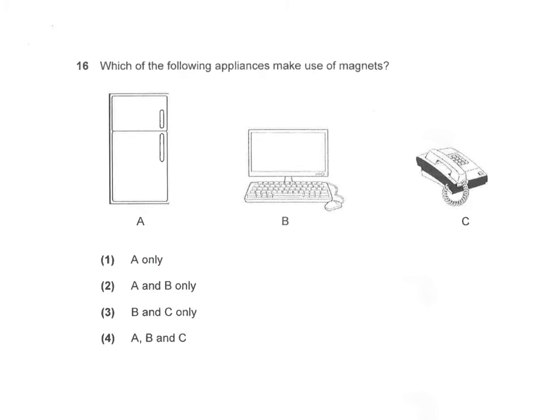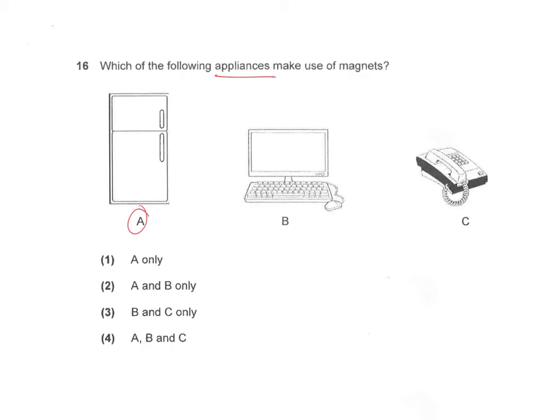Question 16, which of the following appliances make use of magnets? So these are appliances. Appliances are anything that you can find at your home, actually, electrical appliances. So which are the ones that are magnets? Let's take a look. For fridge, I think we should all know that the fridge door functions with a magnet to ensure that the doors are properly closed, so that there will not be any heat loss and any inefficiencies. So in this case, A is a definite answer that you must know. But for B and C, it may not be so clear.